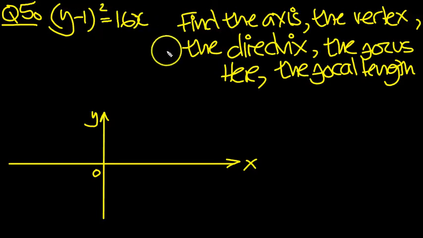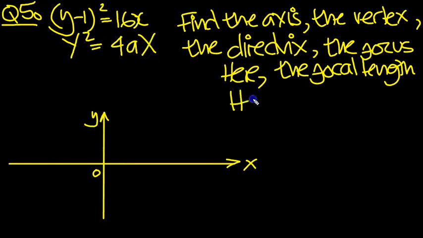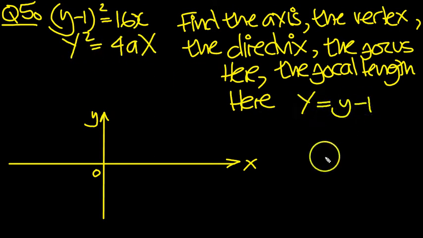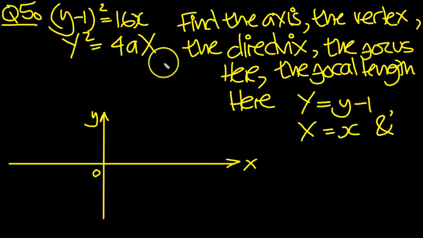(y minus 1) squared equals 16x. Let's compare that with capital Y squared equals 4a capital X. So here we can see that capital Y is equal to y minus 1, capital X corresponds to lowercase x, and 4a is 16, so a must be 4.